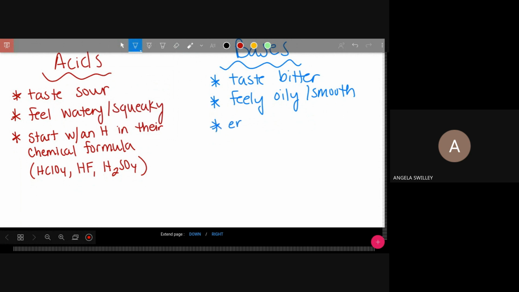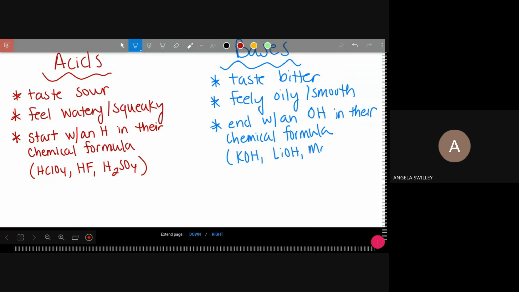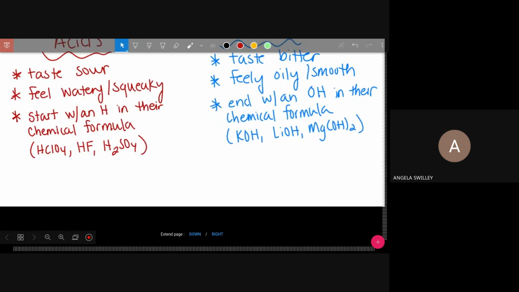Now, bases end with an OH group in their chemical formula. For instance, KOH, LiOH, Mg(OH)2. But they all end in OH. So those are some ways you can tell them apart by their formulas.